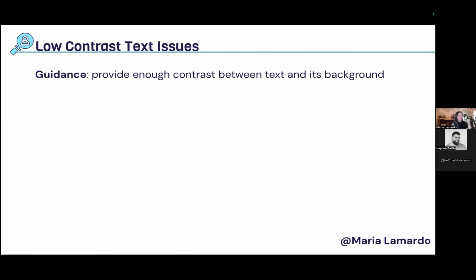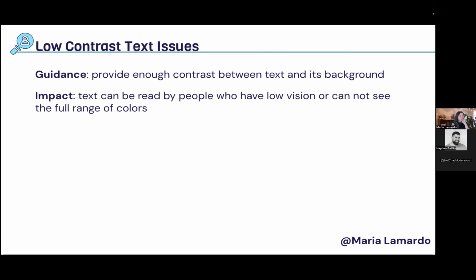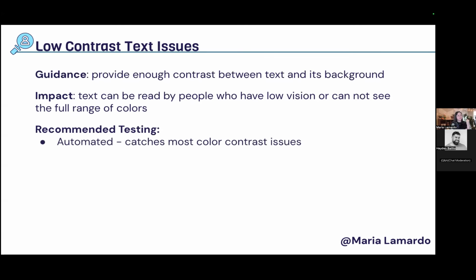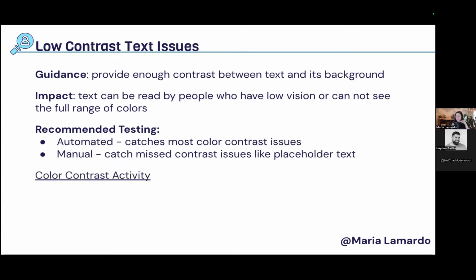The first one is low color contrast, which really calls out that you should be providing enough color contrast between your text and its background. That way, people who have low vision or cannot see the full range of colors can read the content. The recommended testing for this is automated testing, which can usually catch most color contrast issues, but manual testing is required for some instances like placeholder text. And I do have a little activity to go over today. So let me switch over to that.